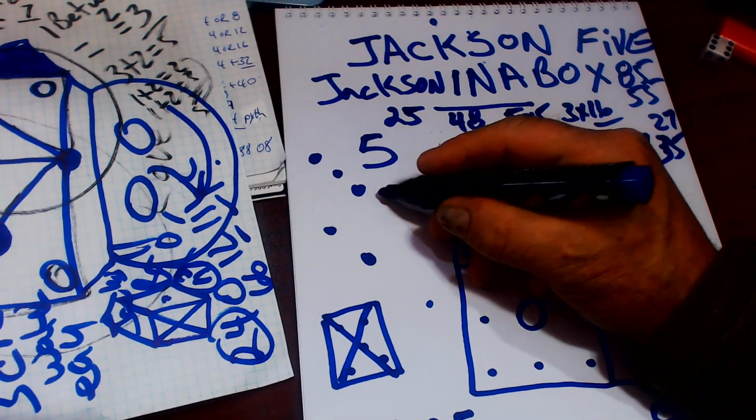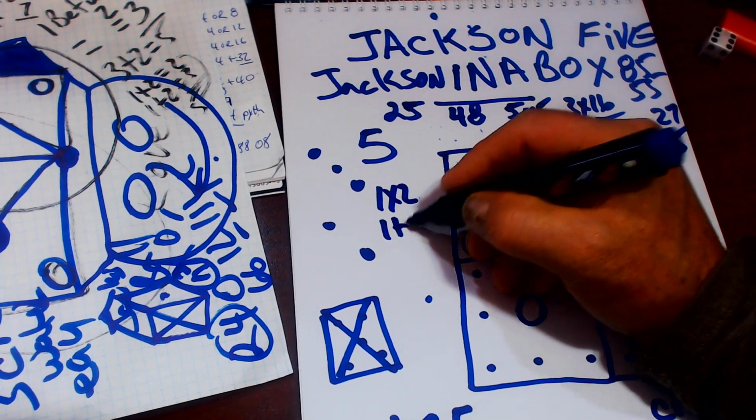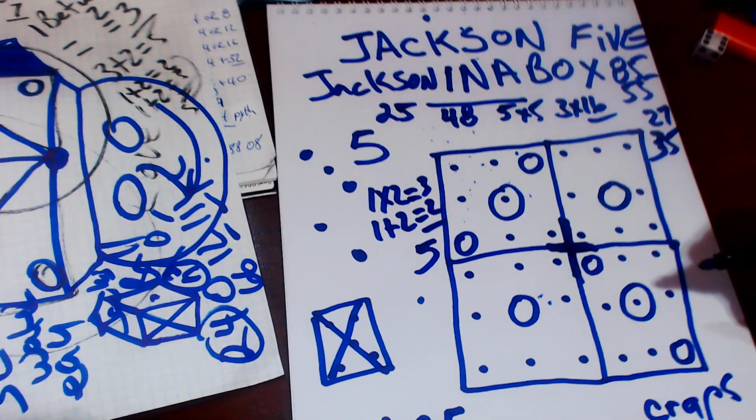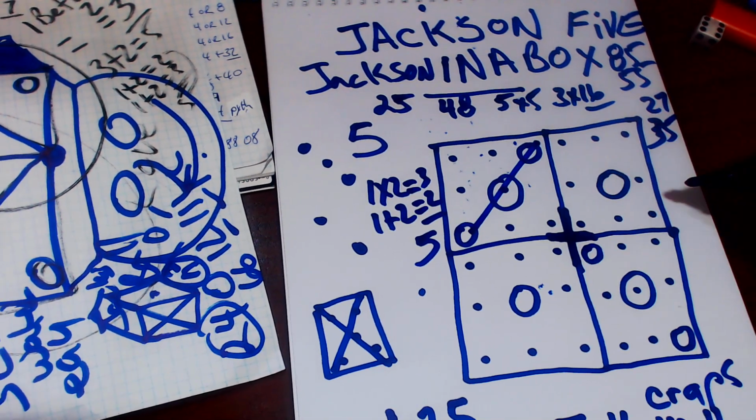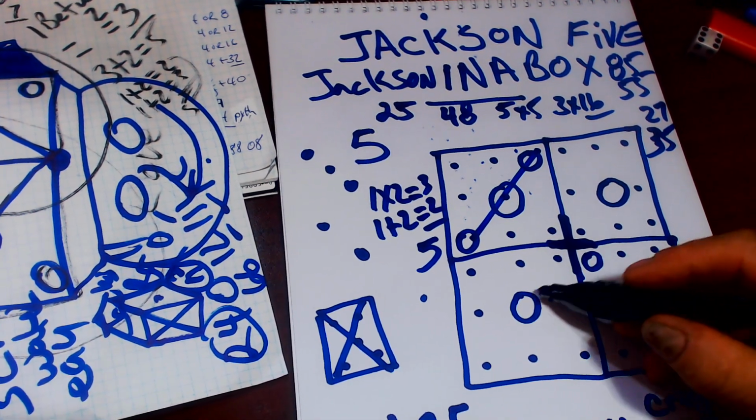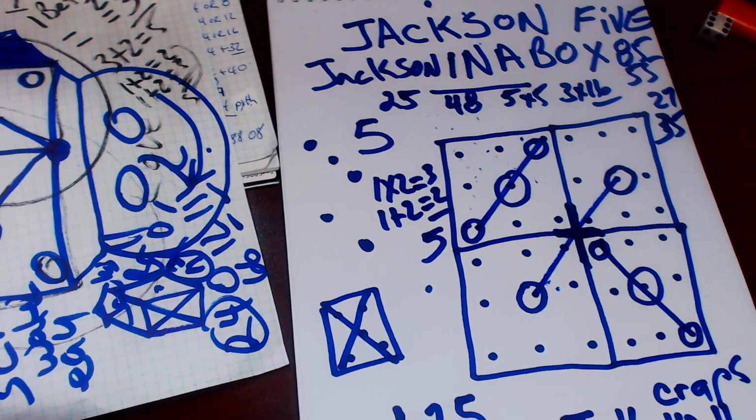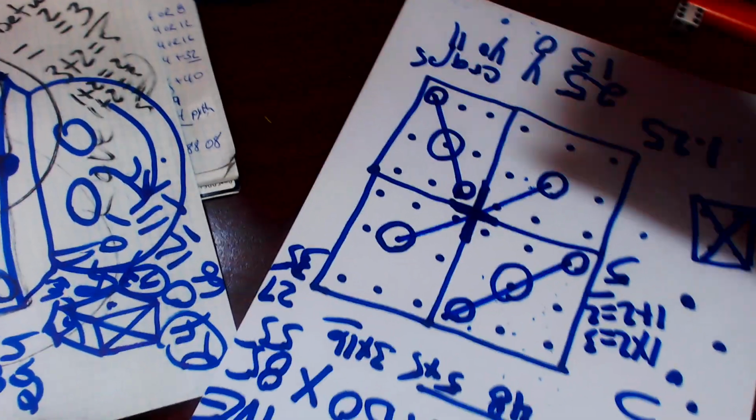So Jackson 5 is 1 times 2, 1 plus 2 equals 3, equals 2, equals 5. When you have 3, okay, when you have 2, okay, and when you have 3, you have created your Jackson 5. Jackson in the box.